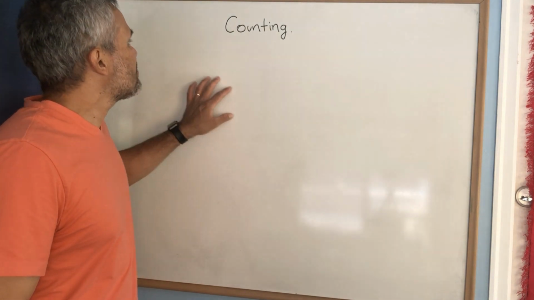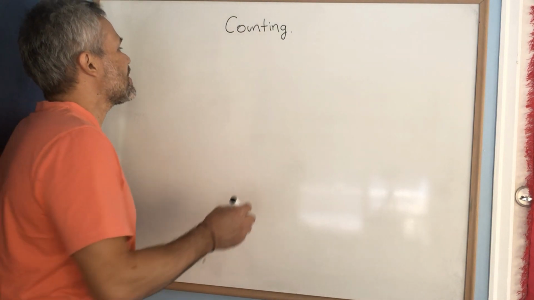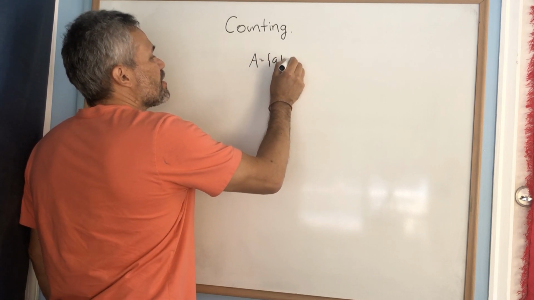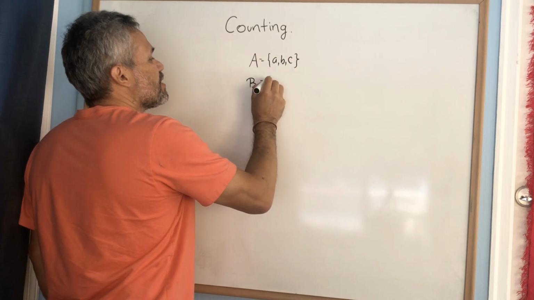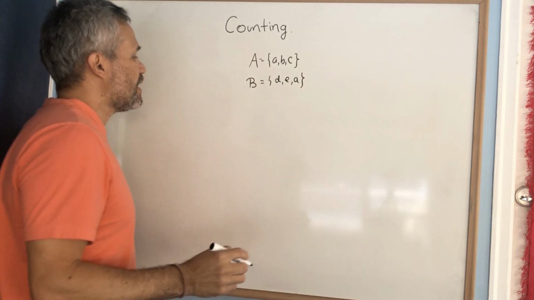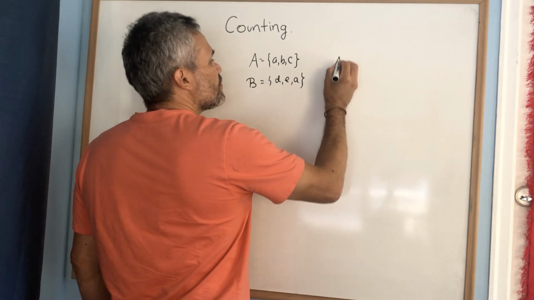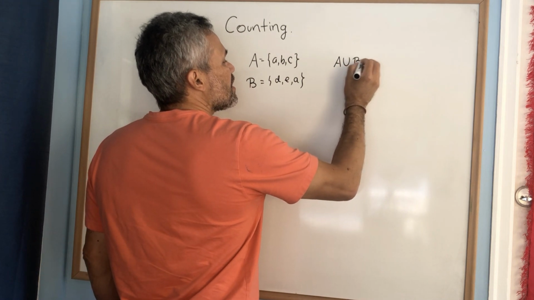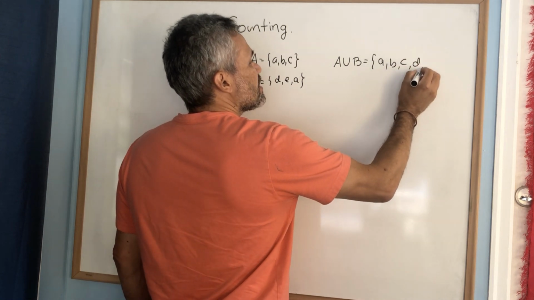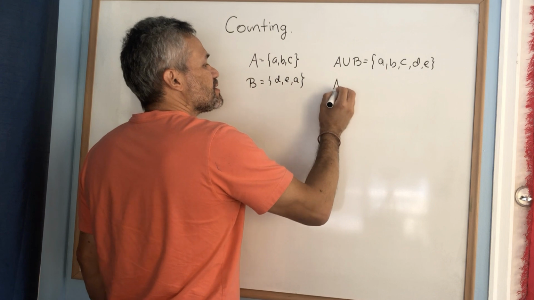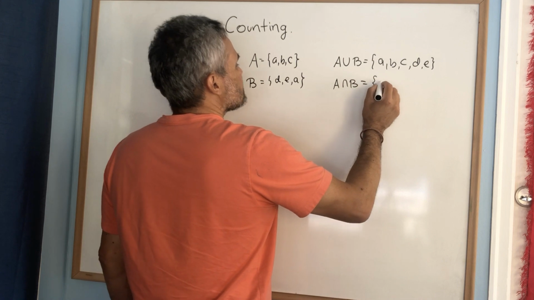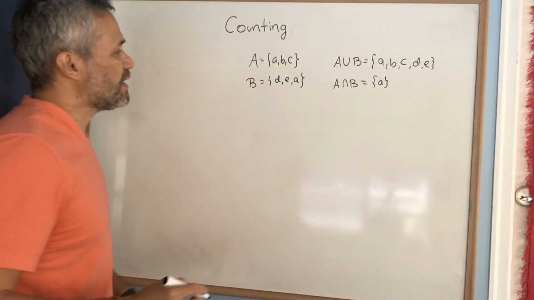In this video, we will explain some counting principles. Let me start by saying that if we have two sets, let's suppose that this is the set A = {A, B, C}, and we have the set B = {D, E, A}, then we can see that the union of these two sets is the set {A, B, C, D, E}, and the intersection of these two sets is just the set whose only element is A.